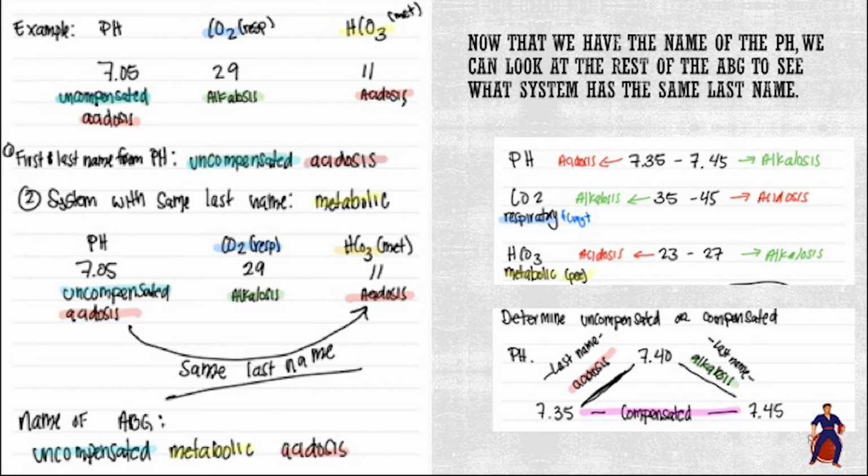And that's basically all that there is to naming your own ABG using this method. So in summary, you want to find the name of your pH. You're going to evaluate it using the little triangle, and then you're going to analyze which system is responsible for putting you in that state.